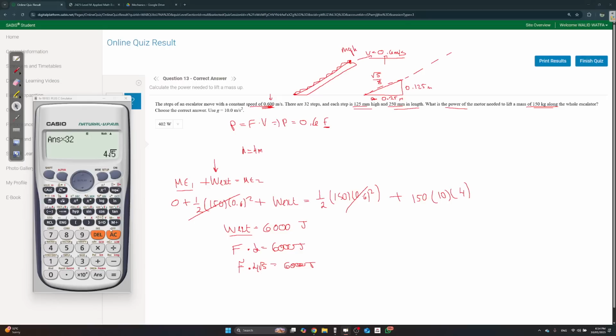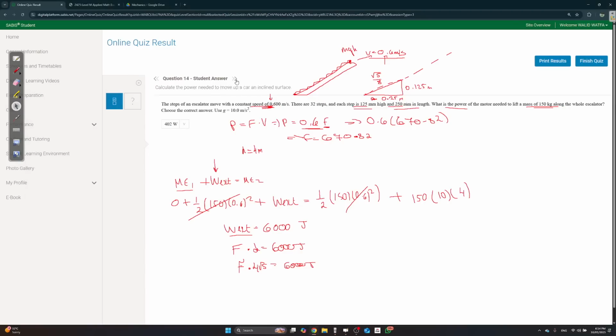So very easy right now. All you have to do is divide 6,000 by 4 root 5, and you're going to get 670.82. So we found now that our force is 670.82. Let's multiply it by our velocity to find the power. So 0.6 times 670.82. Multiply this by 0.6 and you're going to get 402 watts, as you can see.